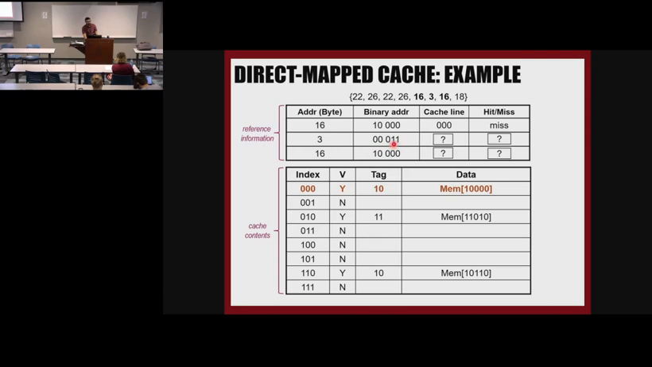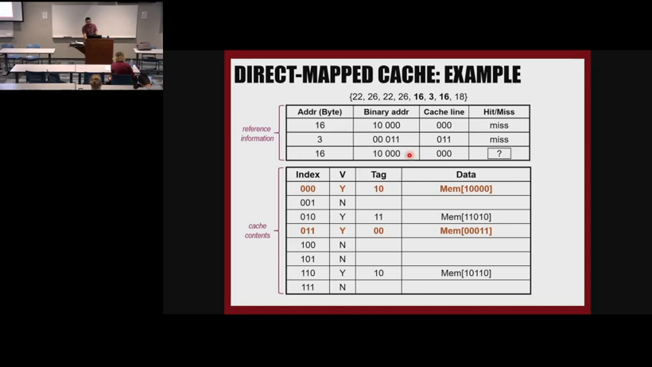What is the cache line for 3? 011. Is it a hit or a miss? It's a miss because the valid bit is no. So then this content is going to change. The tag would be 00, the content is coming from the address 00011, the valid bit is yes now.